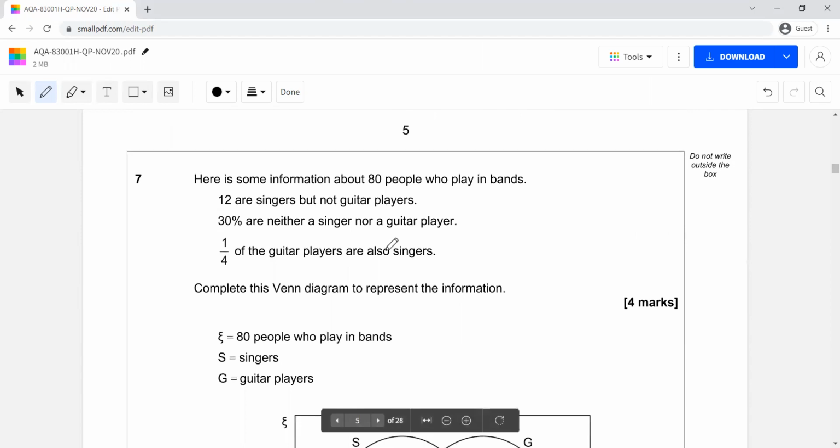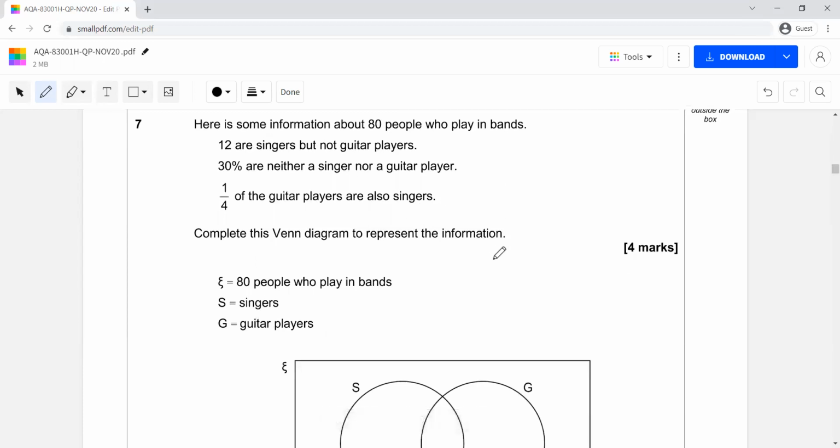Question 7. Here's some information about 80 people who play in bands. 12 are singers but do not play guitar. 30% are neither a singer nor a guitar player. A quarter of the guitar players are also singers. Complete the Venn diagram to represent the information. Okay.